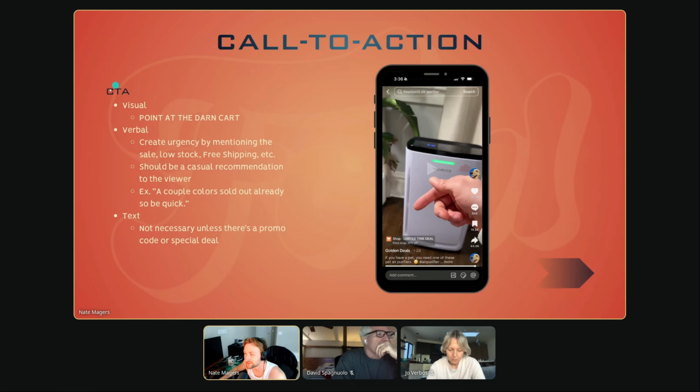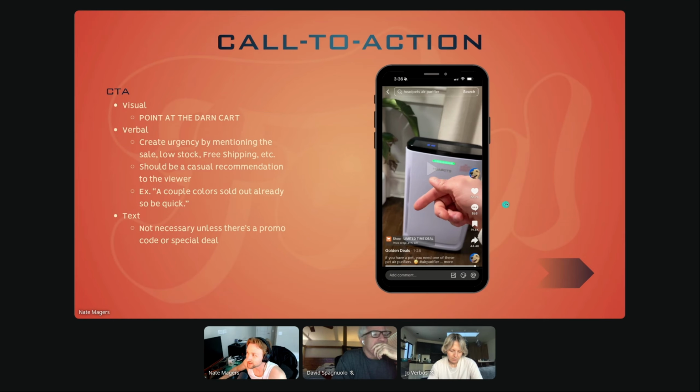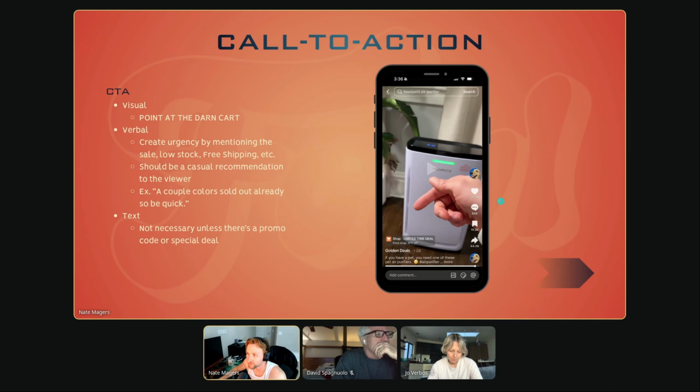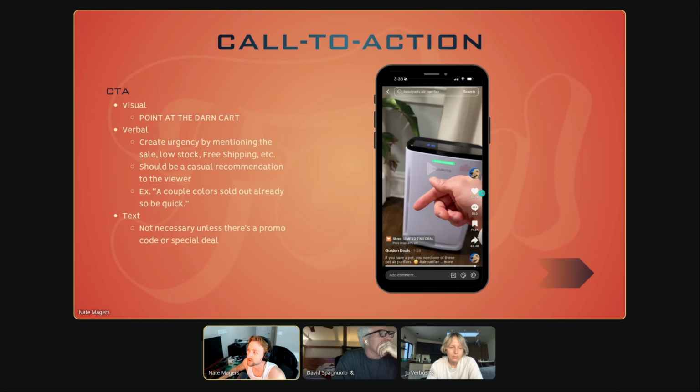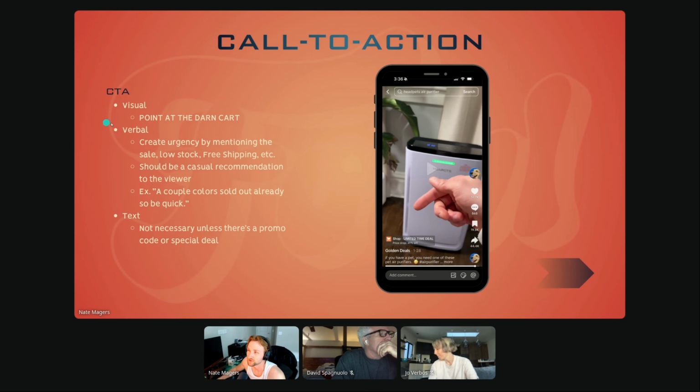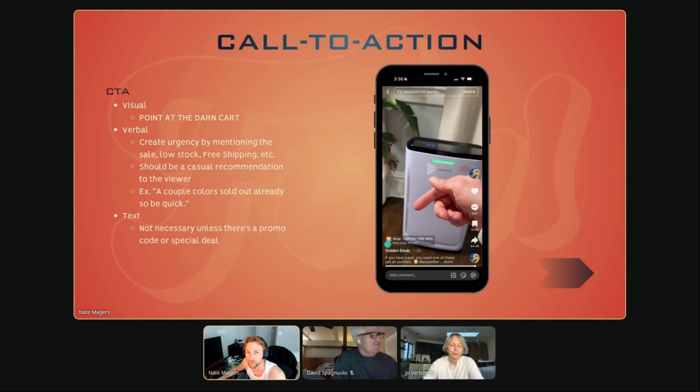But point at the dang cart, man. Y'all got to point at the cart. Everybody does it who's big, like all the big affiliates do it. It's the most casual way of saying click the cart or click the link without actually saying it. What that does is it gets them to say it in their own head, because they've already associated pointing to the link with click the cart or click the orange link. And so now they're essentially convincing themselves they need to click this if they want to buy it.